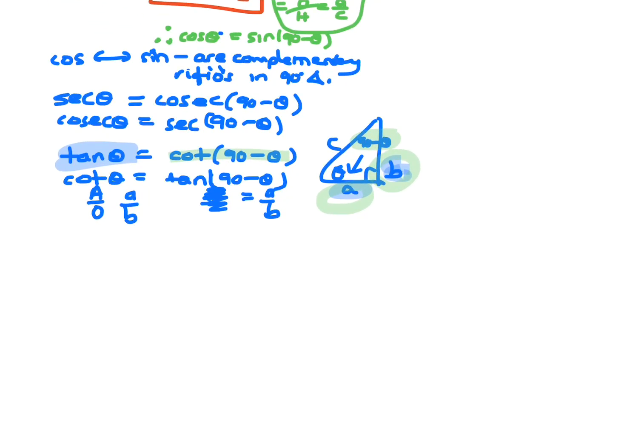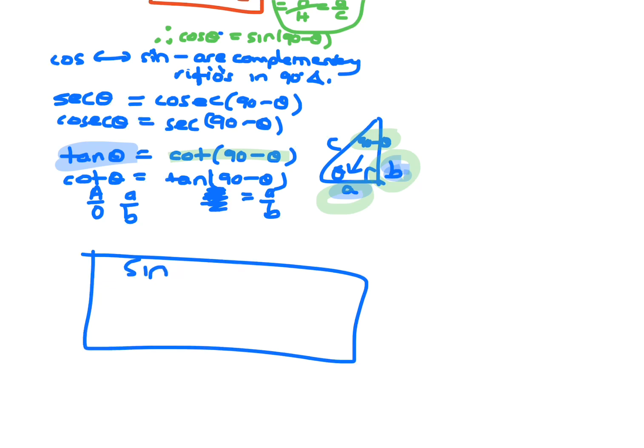So just as a little summary, sine goes with cos for complementary angles, sec goes with cosec, and cot goes with tan.